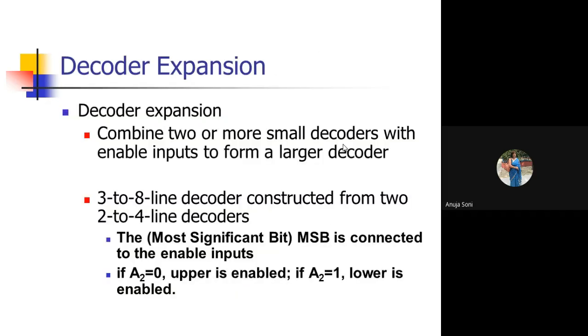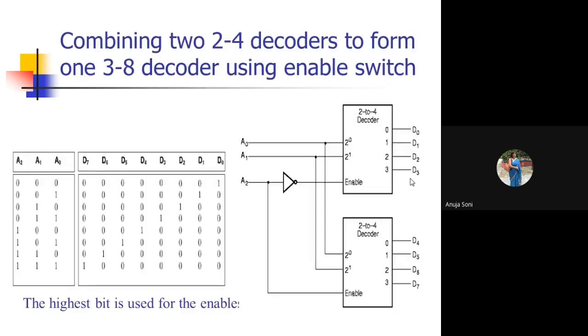Further, decoder expansion. You have to write a question on decoder expansion, and explain how the 3:8 line decoder may be constructed with the help of 2:4 line decoders, and draw its block diagram as well as the truth table.